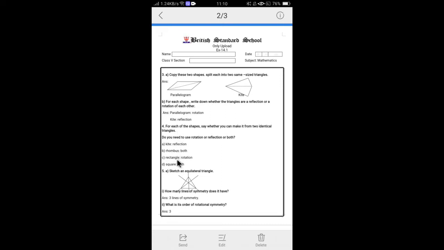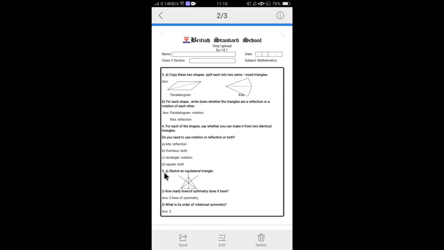Parallelogram and rectangle, as you can see, their sides are not all equal. So we can easily say that after cutting the triangles, you can find them in the opposite way by rotation. By rotation we can join the triangles.